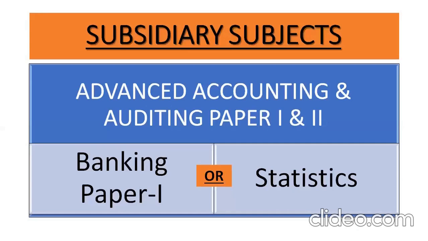Now the next thing is, if you are opting for specialization in advanced accounting and auditing, then what are the subsidiary subjects that we are supposed to choose? You have 2 options here. Either you can go for banking paper 1 or you can go for statistics. It is your choice what you want to go for.